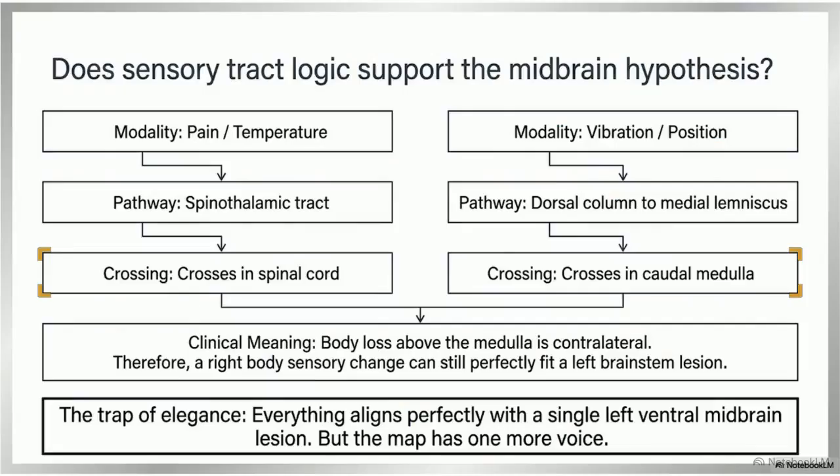Sensory pathways cross in the spinal cord and medulla. Therefore, a right body sensory change is consistent with a left-sided brainstem lesion. The data forms a tidy textbook diagnosis, which often tempts clinicians to stop the investigation here.